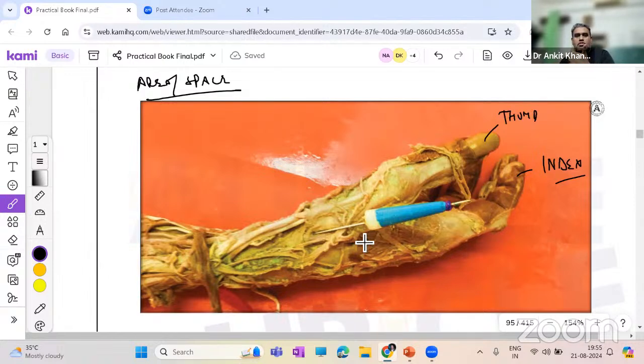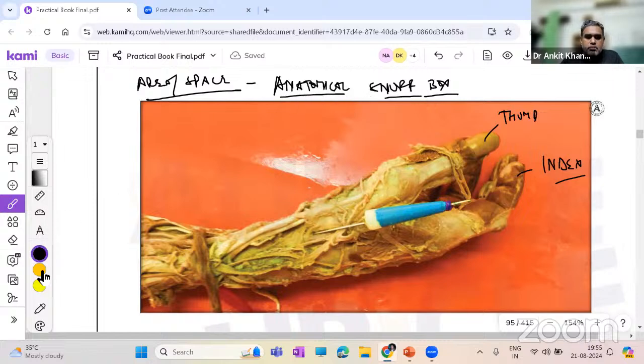And if you extend, you see a concavity over here. And what is this? This is a very, very famous question. A lot of times, anatomical snuff box. To be frank, if you want to fare well in exams, you can't afford to miss this topic. As simple as that. Not just your university exam, but one of the favorite topics in upper limb for your FMGE, NEET, INICET, name any exam. One of the most commonly asked questions is anatomical snuff box.